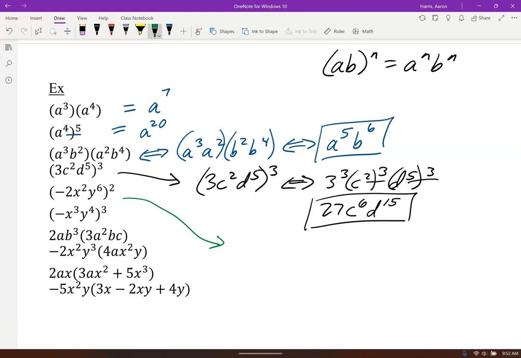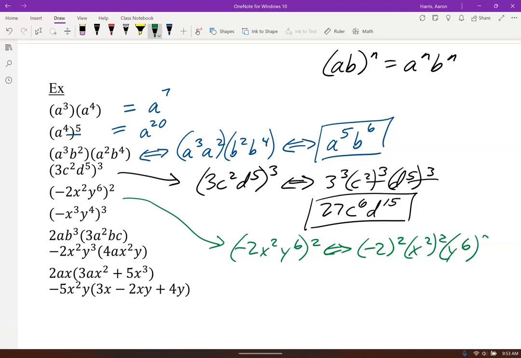Similarly for this one, negative 2x squared y to the 6th squared. So negative 2 will be squared, x squared will be squared, y to the 6th will be squared. Well, negative 2 times negative 2 is positive 4. X squared squared, multiply those. 4, 6, and 2, multiply those.